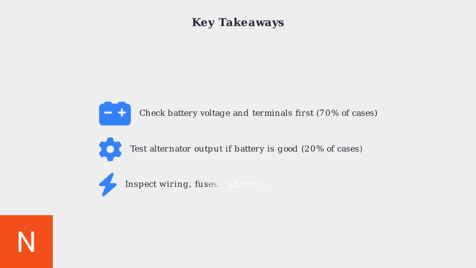Remember these key takeaways. Start by checking your battery voltage and terminals since they cause 70% of these problems. If the battery tests good, examine the alternator output. Finally, inspect wiring, fuses, and connections for the remaining cases.